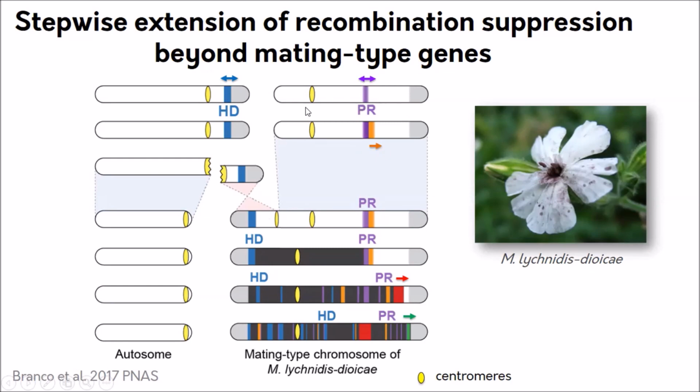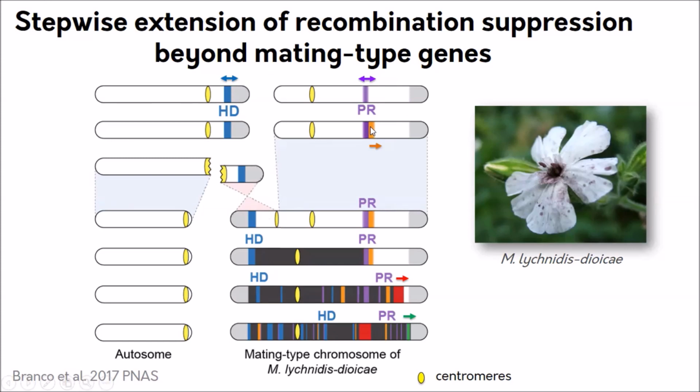So you had initially the HD and PR chromosome, and then recombination suppression extended. Because in all the basidiomycete fungi, only the PR genes themselves do not recombine. But here in this fungus, it extended to genes that have nothing to do with mating type determinism, and recombination suppression extended around each of these loci.